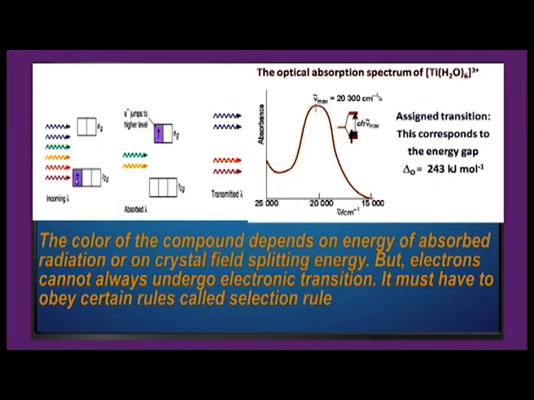For example, [Ti(H2O)6]3+ absorbs the greenish yellow component of white light, the complementary color of which is violet, and therefore the compound looks violet in color. So, the color of the compound depends on the energy of the absorbed radiation, or on the crystal field splitting energy.